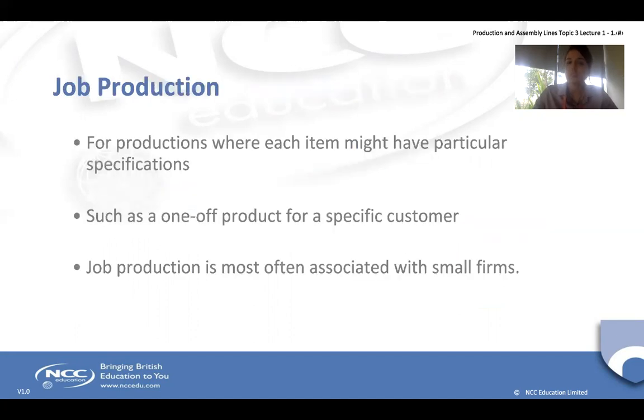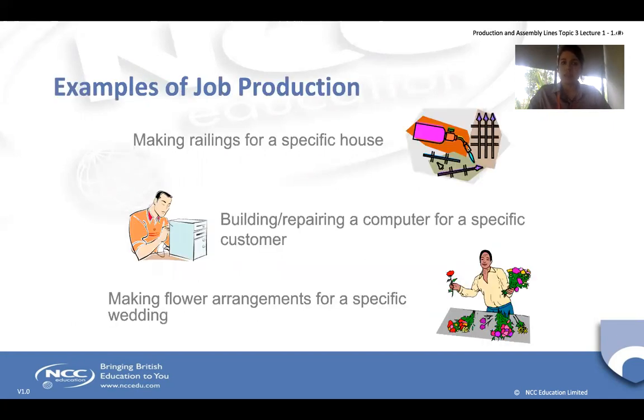Job production. So job production is where each item is unique and they have specific specifications. It's one-off product for each customer. So for example, making railings for a specific house, they're going to need to be custom made so that they're the right size. Maybe building or repairing a computer for a customer. Every problem is going to be unique. Making flower arrangements for a wedding, or maybe a wedding dress, because people want those particular things to be different to everyone else's.